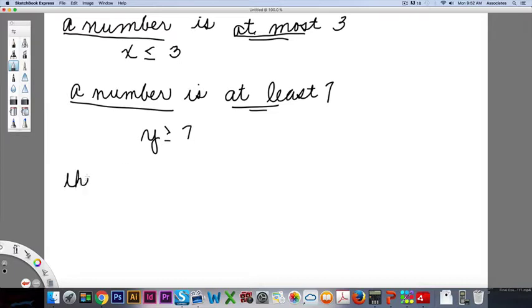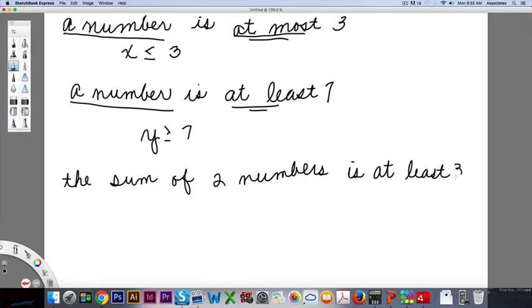The last sentence says the sum of two numbers is at least 3. Again, the sum means addition. We have two different numbers, so I'm going to pick an A and a B. You can pick an X and a Y if you want to. "Is at least" means less than or equal to, no, "is at least" should have been greater than or equal to, and then 3. And there's our answers.